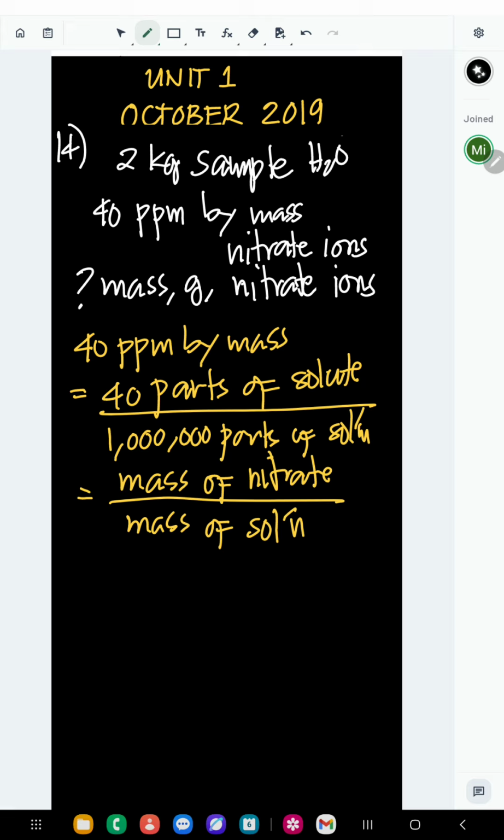Now take note that we are asked to solve for the mass of nitrate ions in grams, but we're given a sample of 2 kilograms. So we need to convert 2 kilograms to grams. So we just multiply that by 1,000. So that is equivalent to 2,000 grams. All right, we already have the mass of the sample, and then we have the 40 grams mass of nitrate ion from the given 40 ppm, parts per million by mass. Okay, so we just have to find the mass of nitrate.